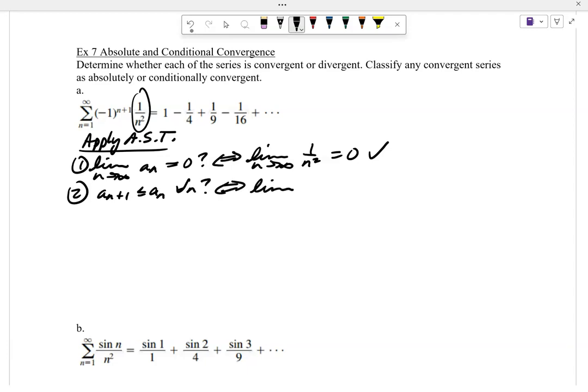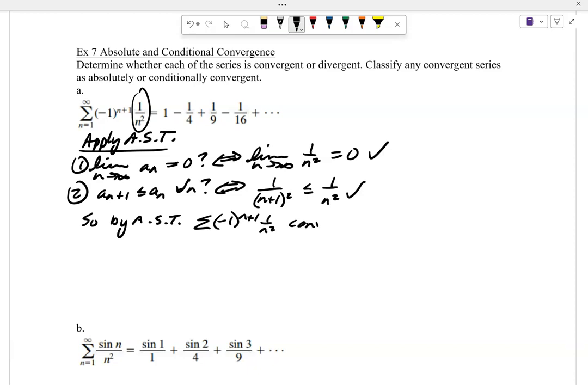Well, oops, what am I doing? There's no limit here. That would be 1 over (n plus 1) squared. Is that less than or equal to 1 over n squared? Yep, that's also true. So by the alternating series test, this series does converge.